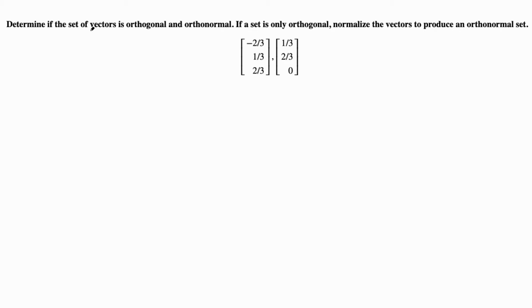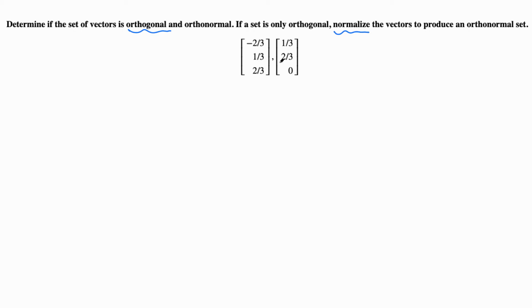Determine if the set of vectors is orthogonal and orthonormal. If the set is only orthogonal, normalize the vectors to produce an orthonormal set. Normalize means just make each vector a unit vector.